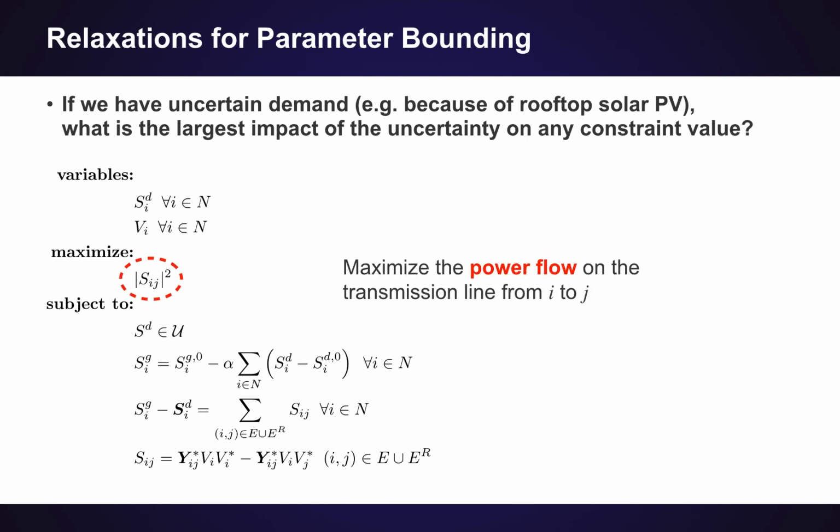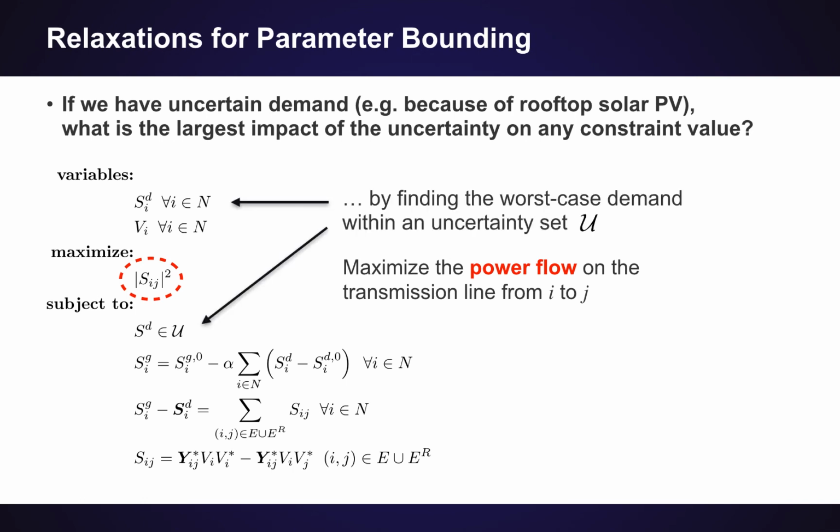In this problem, it's worth noting that we would like to maximize the power flow on the transmission line between node I and node J. This is different from the objective that we typically see in the optimal power flow problem. But what we really want to find here is whether we can force this power flow to go beyond the limit that we had originally in the problem by changing the demand profile.